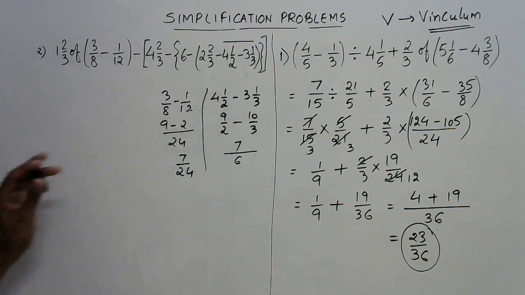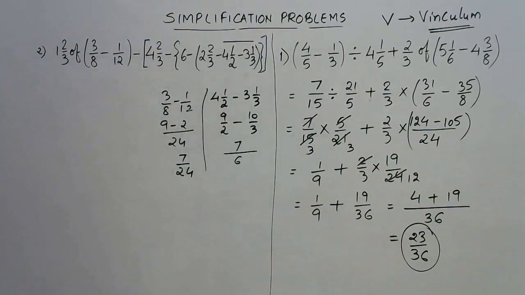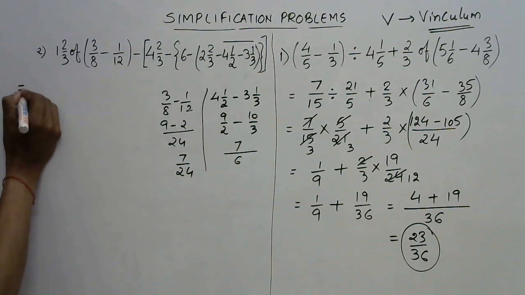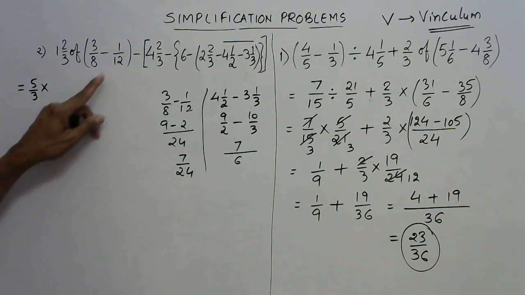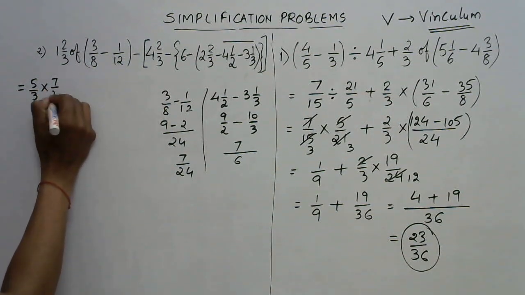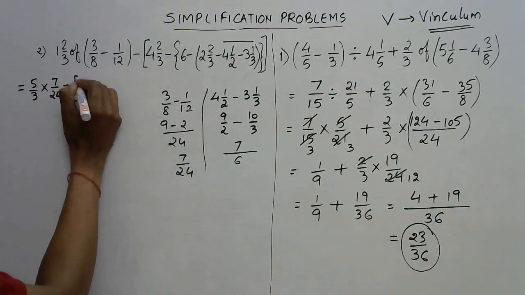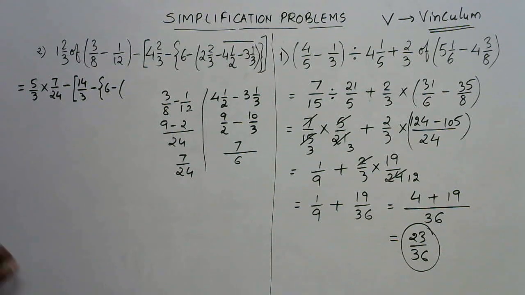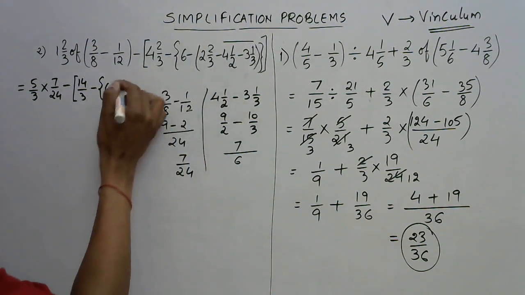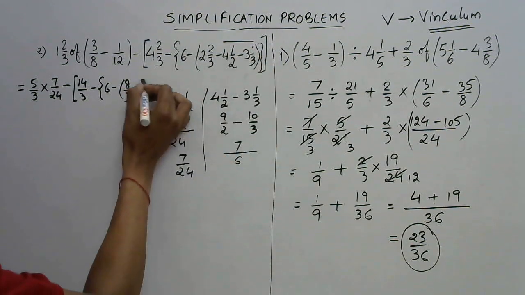So what I have done in this step is to reduce this part and this part into a single rational number. Now let's see what else is left. So I'll write the first step here. 1 2 by 3 is 5 by 3. Of means multiply, and this part I have reduced to 7 by 24 minus, so we have a square bracket, this is 12, 14, so 14 by 3 minus curly bracket 6 minus small bracket. Now this is 6 plus 2, 8, 8 by 3, we have a minus, and then this part we have reduced it to 7 by 6.